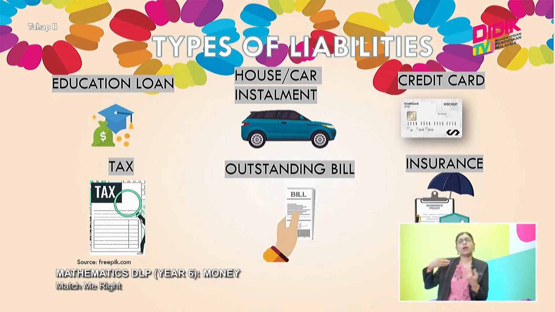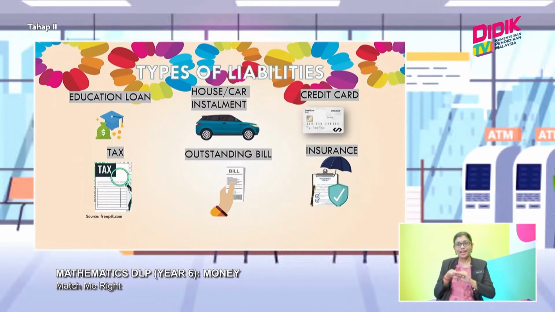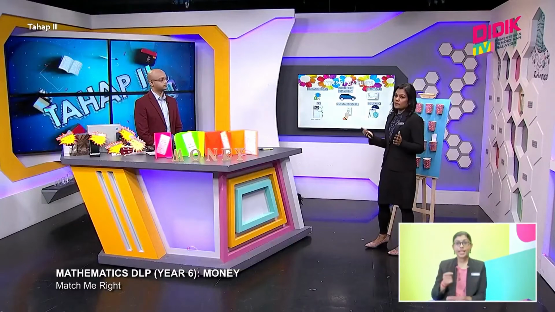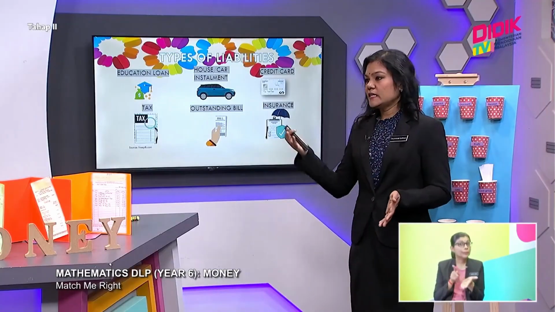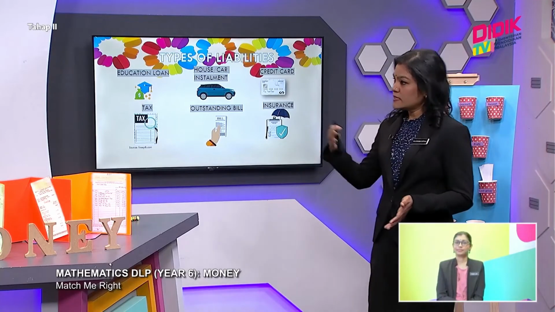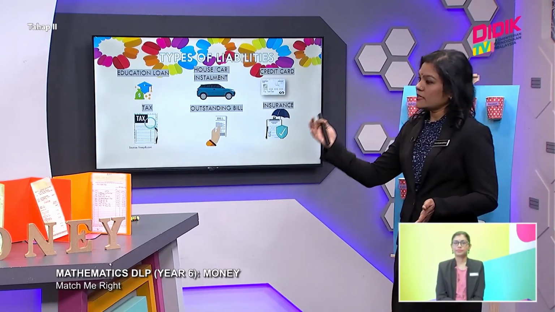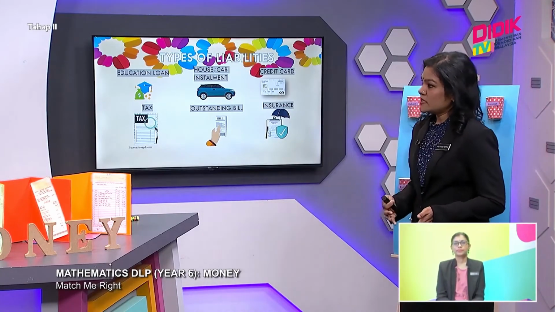Can you say them out? We have education loan, house or car installment, credit cards, insurance, outstanding bill, and tax. Tax and also the insurance, we are paying installment, right? Either you are paying monthly, quarterly, or annually, you are still paying until it reaches maturity.